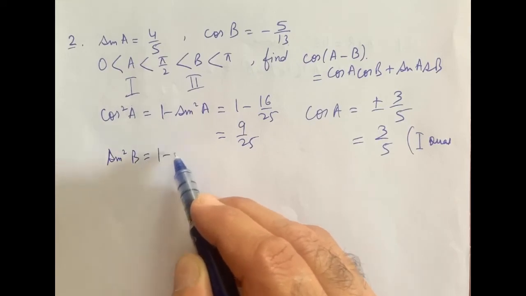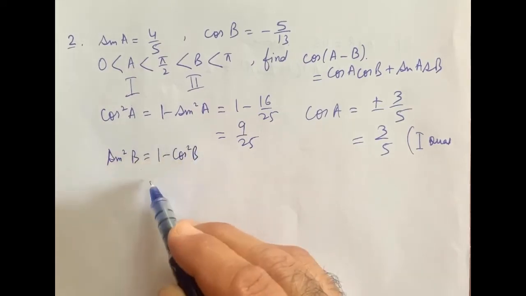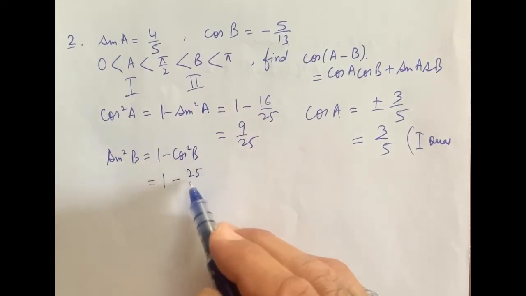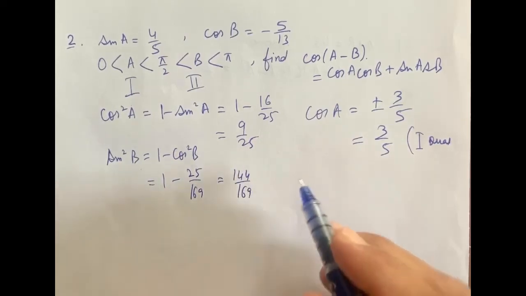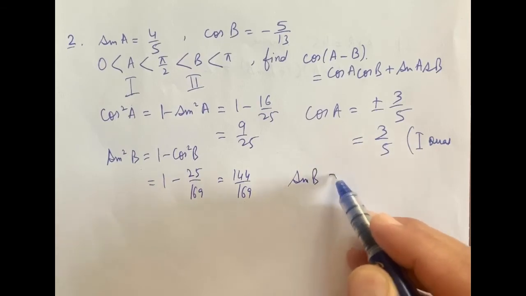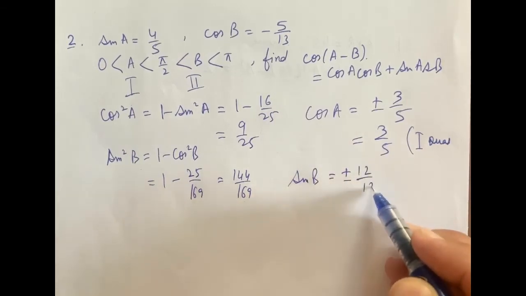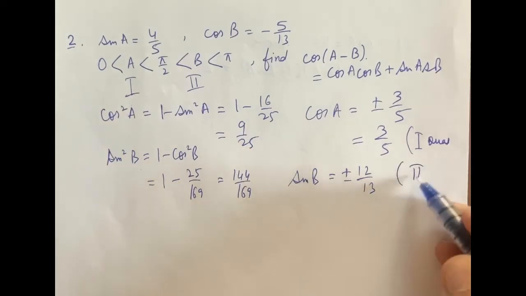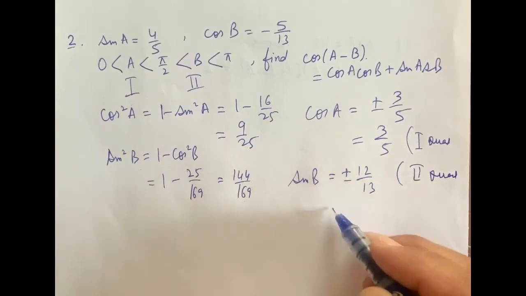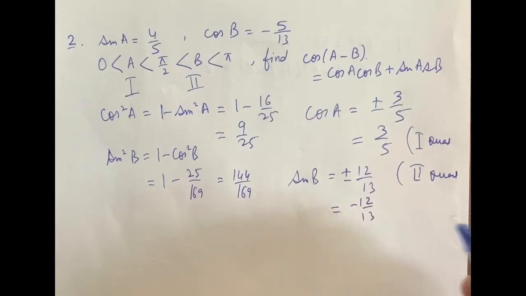Sin square of B is 1 minus cos square of B. 1 minus 25 upon 169, 144 upon 169, or sin B is plus minus 12 by 13. B is in the second quadrant, so sine will have a positive sign, 12 by 13. Sine is positive in the second quadrant.